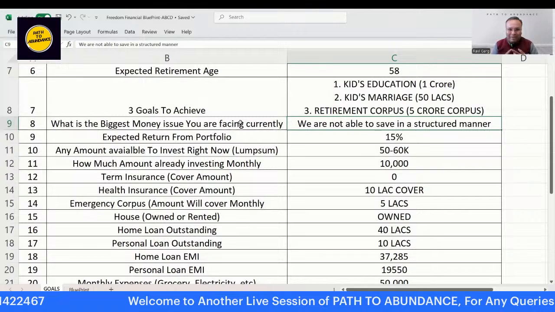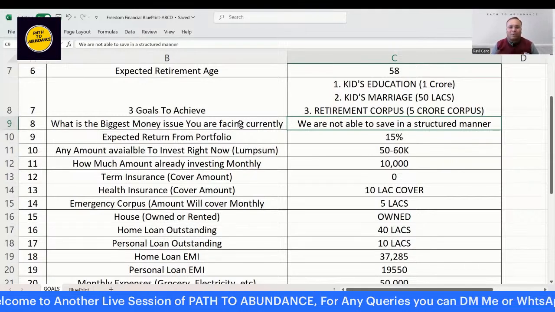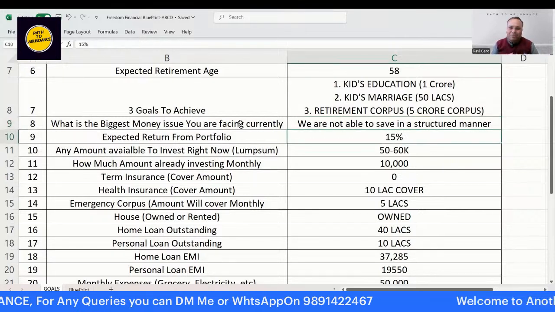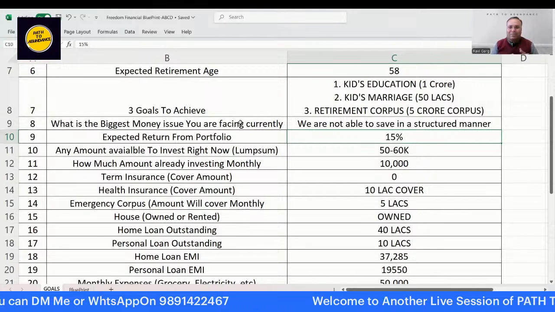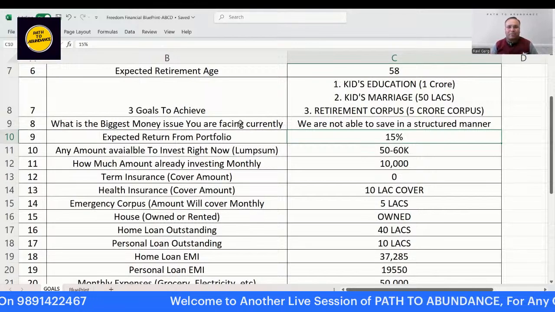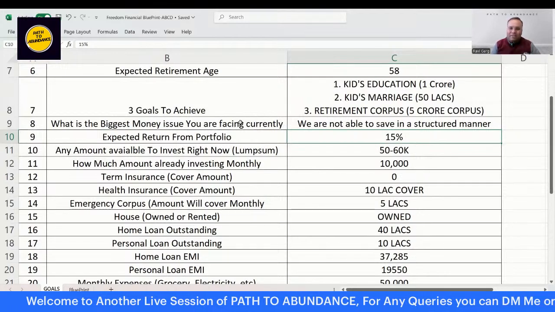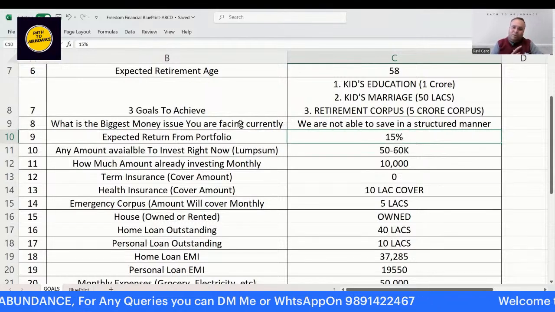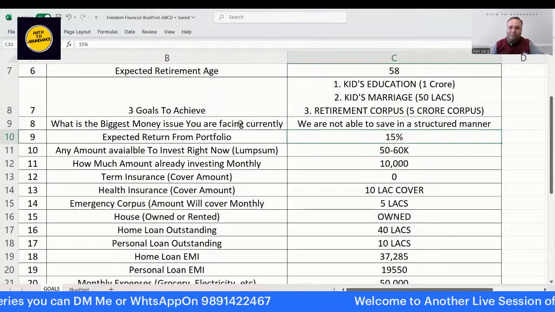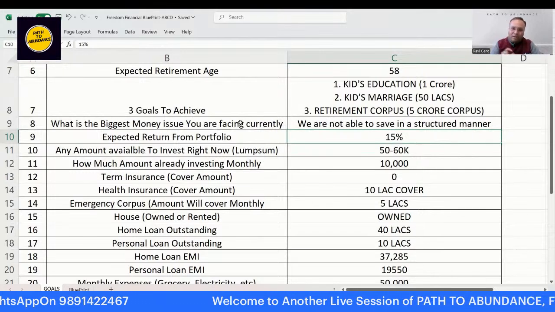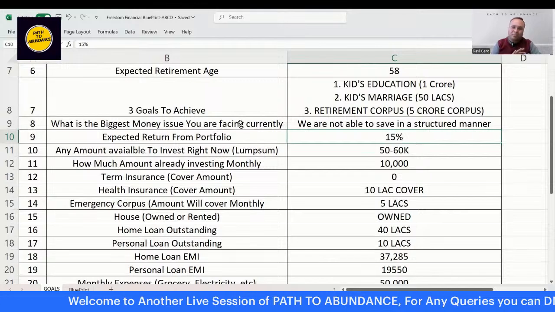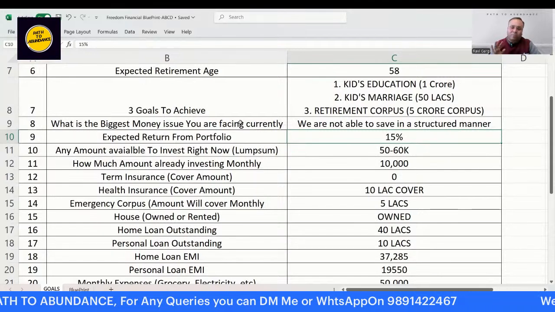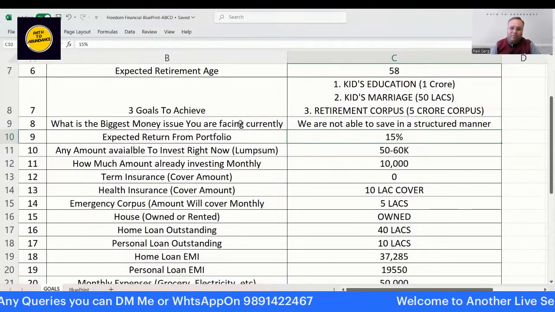If we are able to correct it, then this can lead to a total transformation of the person's finances. Expected return from portfolio: everyone says that we require 20%, 25%, 7%, 6%, 10%, 12%. The average figure is 15%. And this 15 to 16% is the annualized historical return of the markets, the Sensex and Nifty, since 1980. Since the Sensex was established at 100 rupees in 1980, it has always given 16 to 17% return over the last 40 years. So I'm taking 15% as the average return.